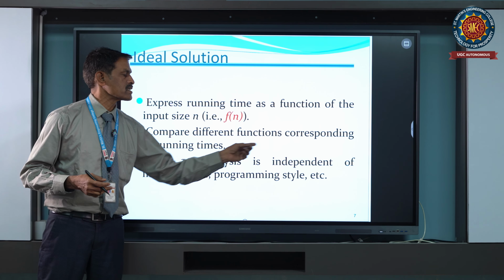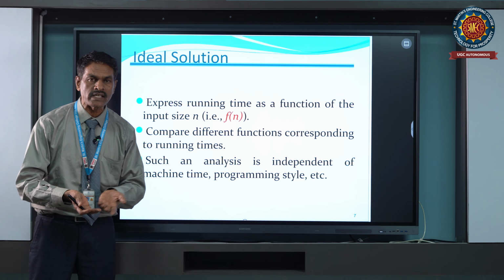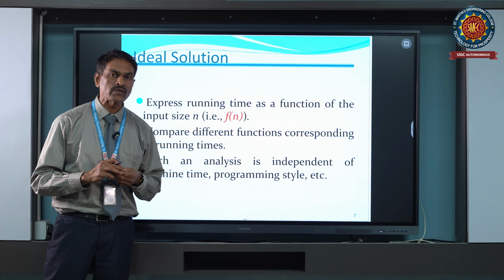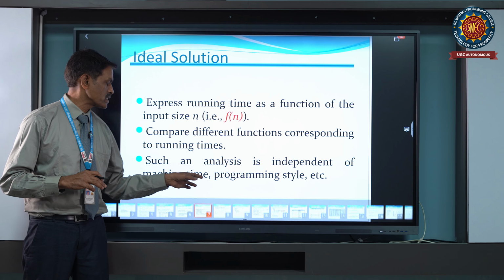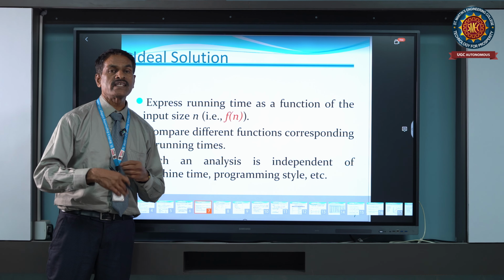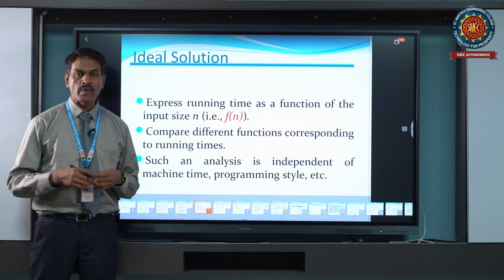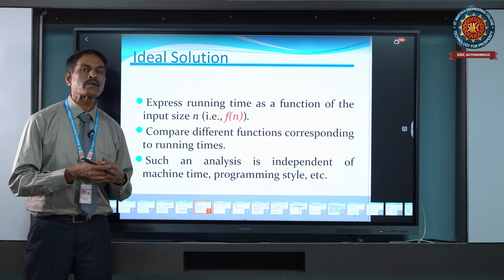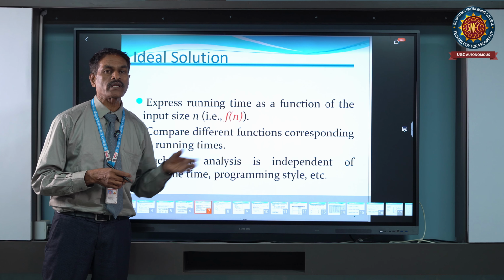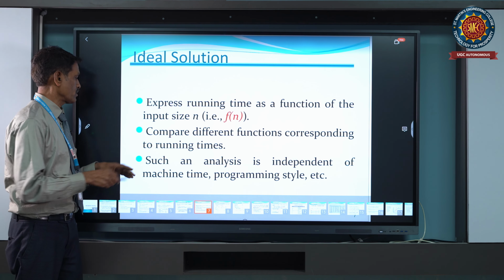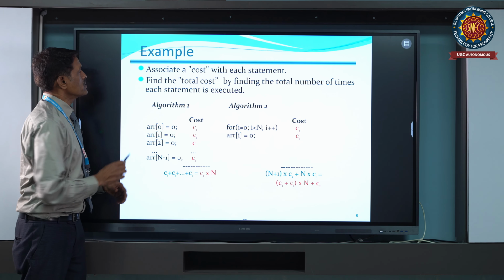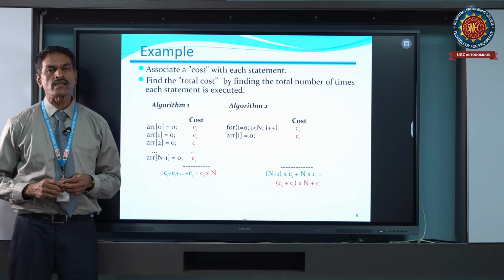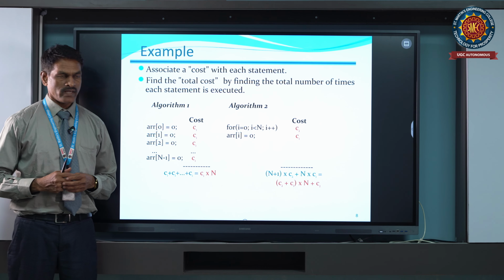Such an analysis may be machine dependent or machine independent, depending on what type of application we go into, what machine, time, and programming style, and these types of process. It may be structured programming or OOPS programming. That purpose we are going to use the asymptotic notation. So here certain algorithms are there, and based on that algorithm we are going to use the asymptotic notation.